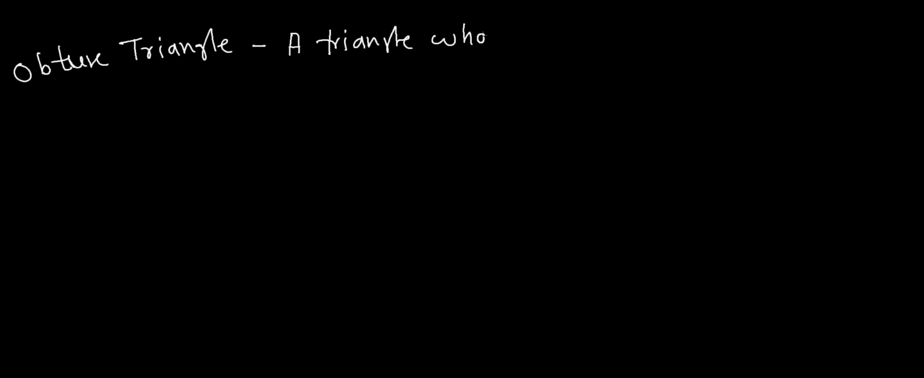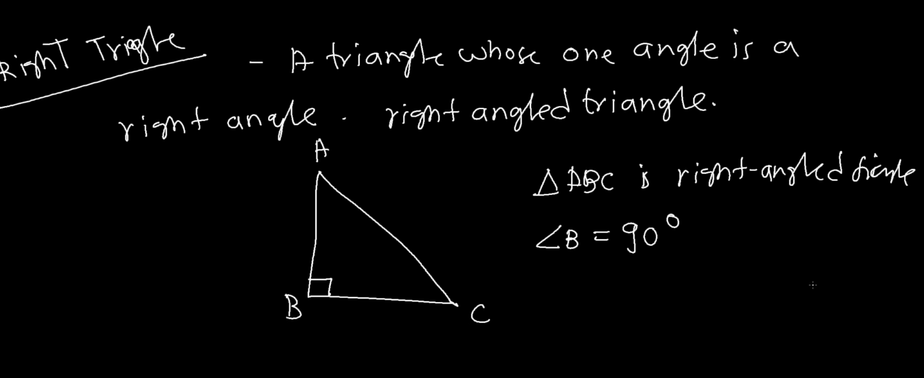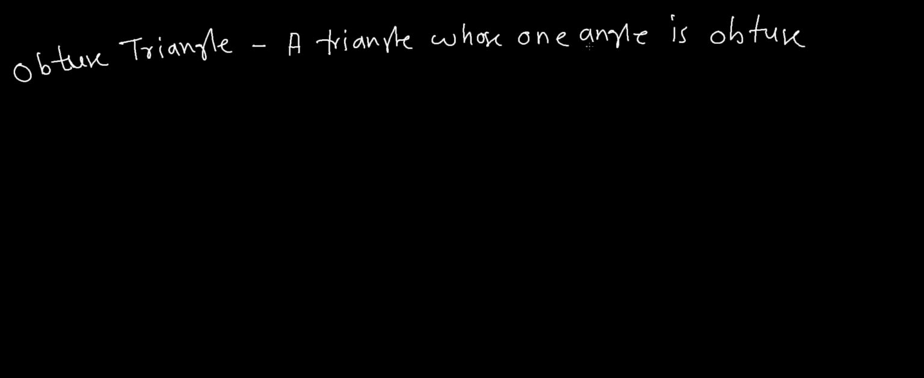Next is obtuse triangle. So it's a triangle whose one angle is obtuse. So a triangle whose one angle is an obtuse angle is known as an obtuse triangle or obtuse angled triangle.